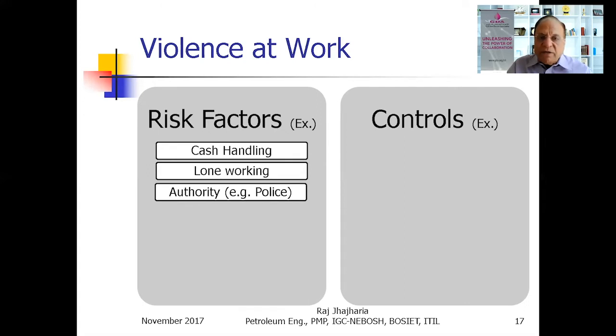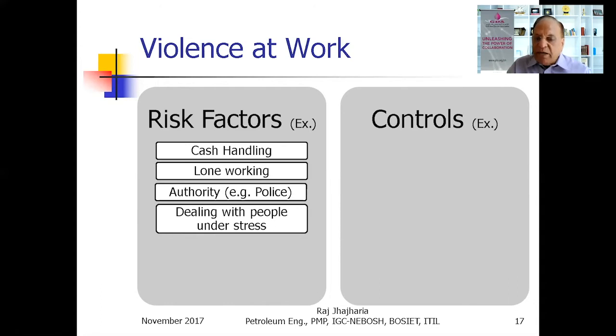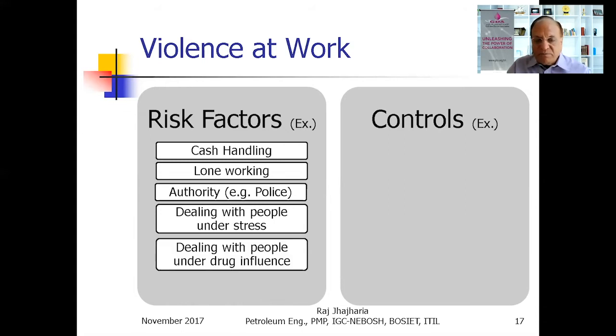And the authority, such as police, could be subjected to violence at work. They are exposed to violence because they could be called in to control a crowd, and there violence may erupt. Dealing with people under stress: when you are trying to deal with people who are mentally subjected to high emotions, you don't know how they will behave. So there could be violence.